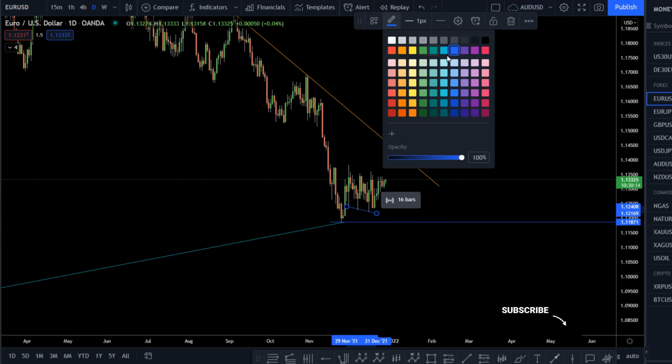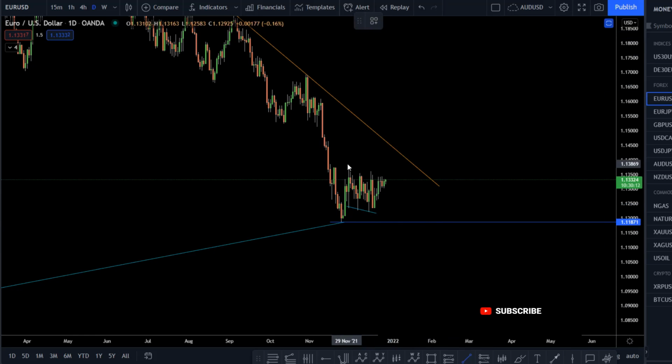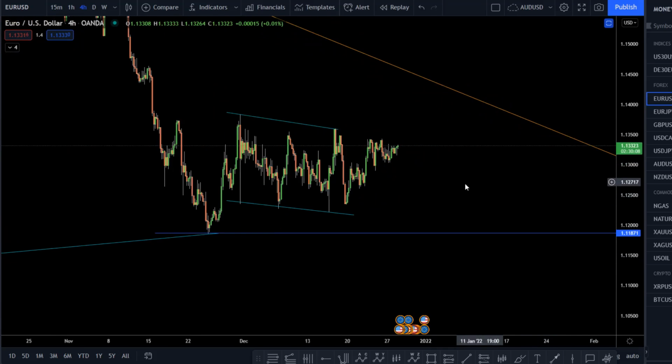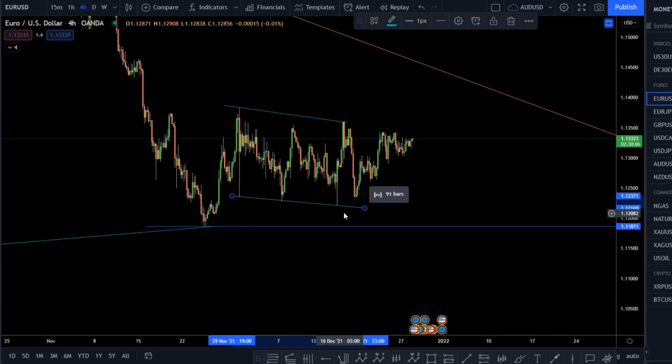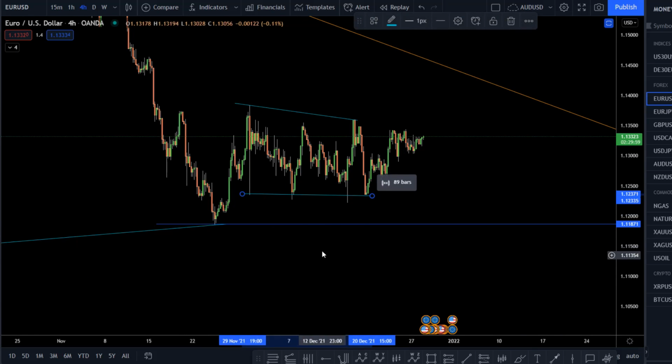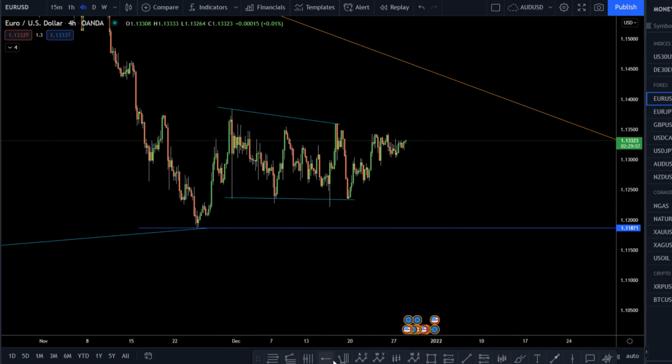Let's do this. And let's go down to the 4 hour. Yeah, this looks like it's a complex flat actually, but looks very bullish at the moment. So I would look for buys here based on the information that I have.